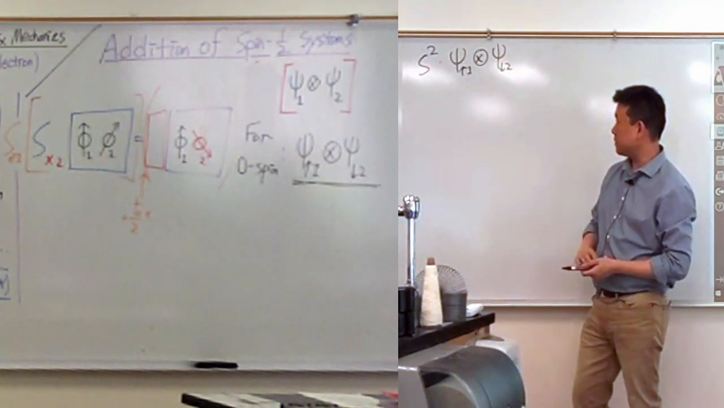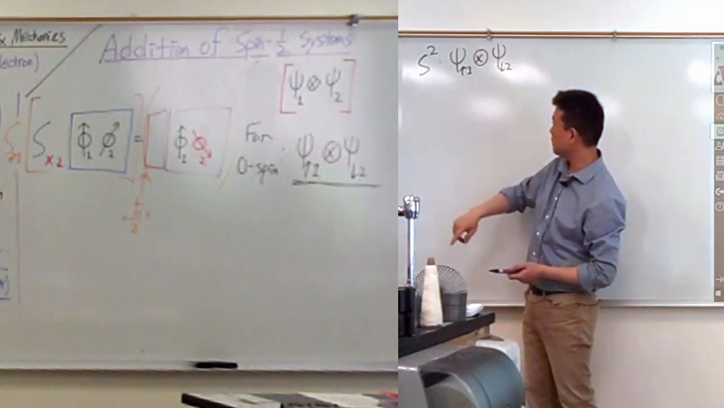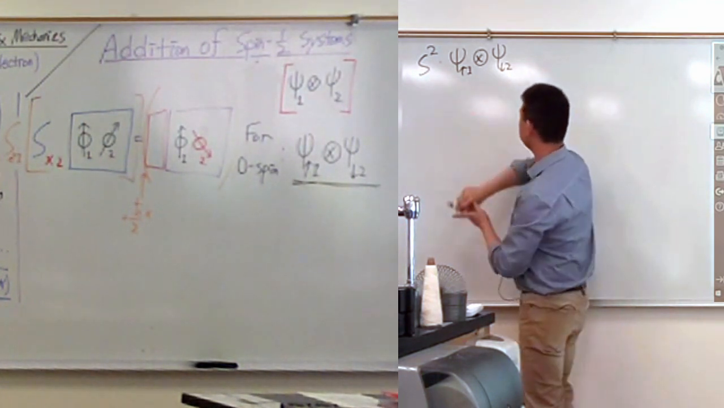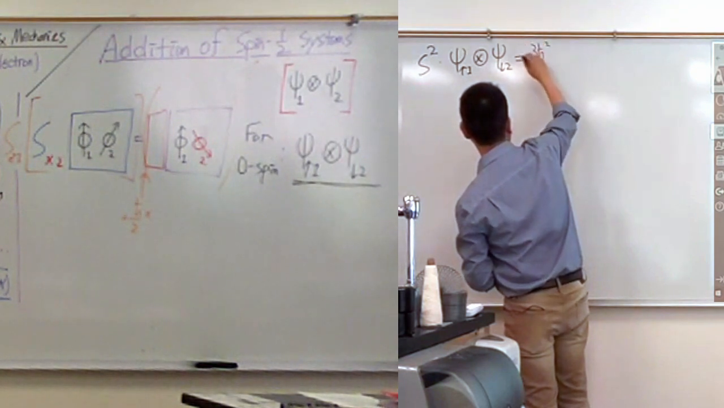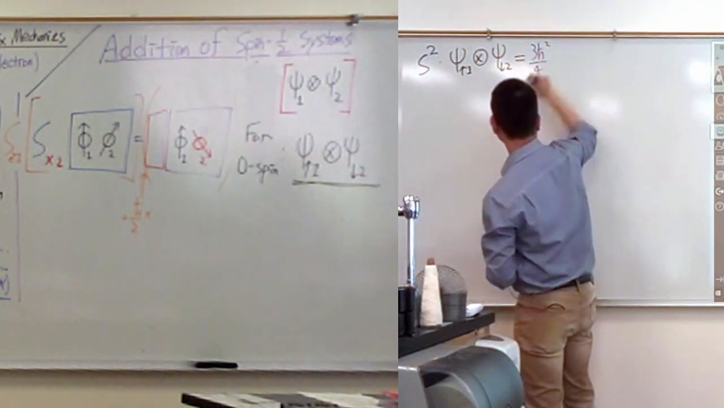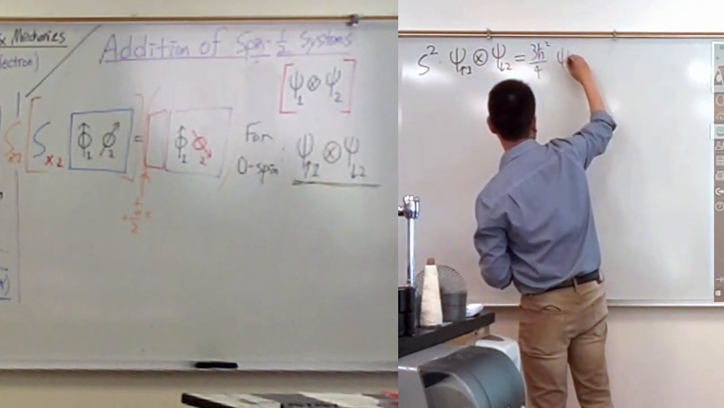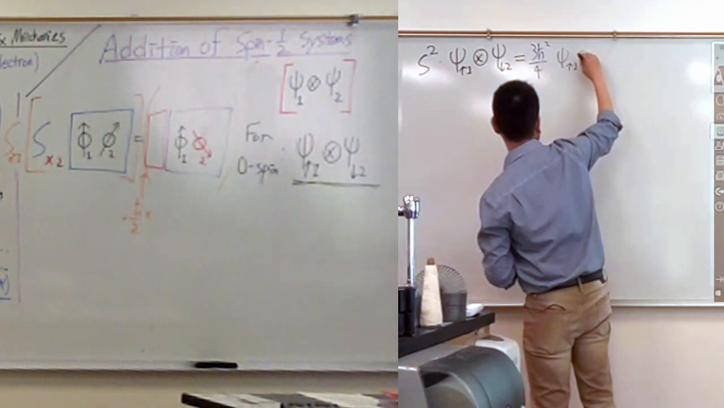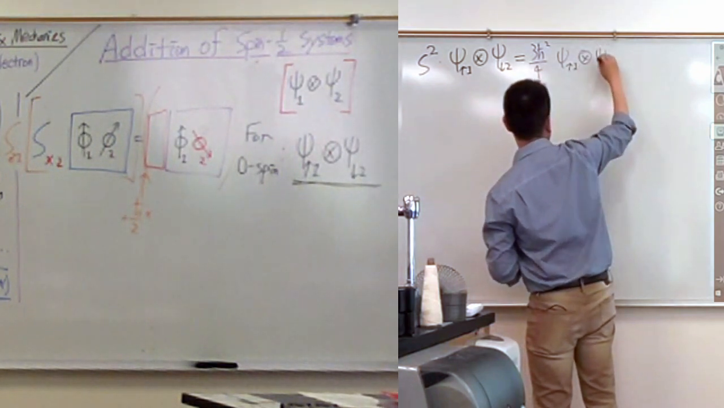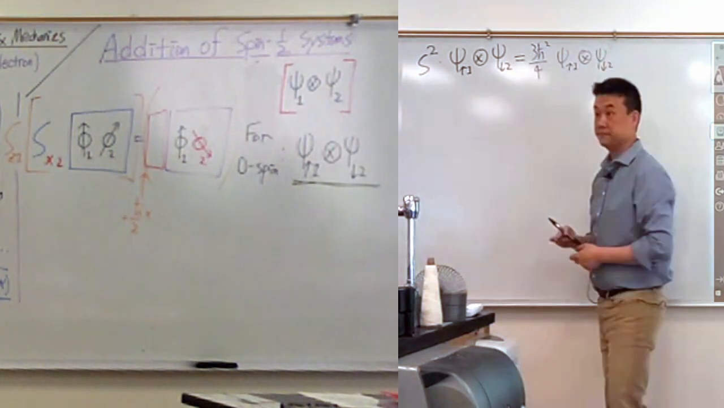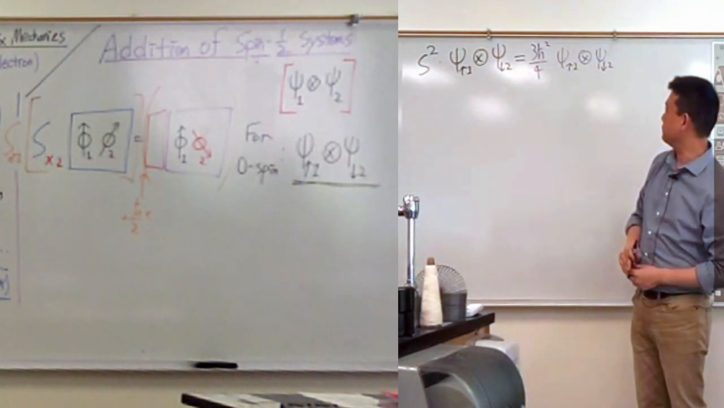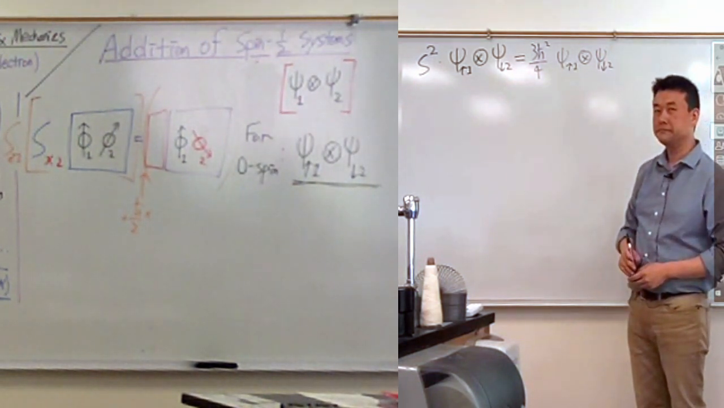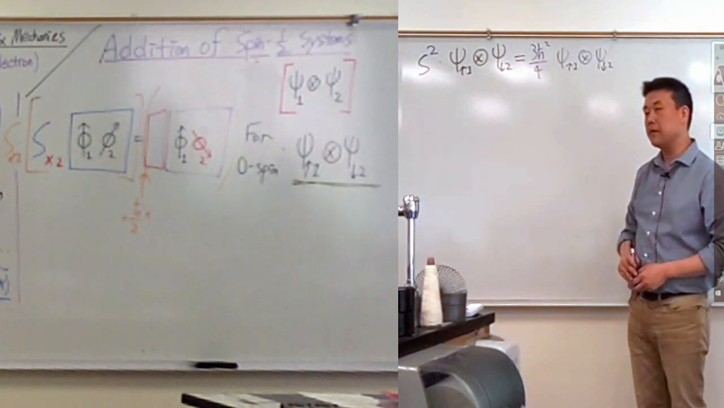The easy mistake to make is, oh, S squared. Well, this is an eigenstate of that, so I get h bar squared 3 over 4, and the same state back. Oops, something went wrong. I wasn't supposed to get this, right? What did I do wrong? It's not an eigenstate anymore. No, it's a little bit more complicated than that.